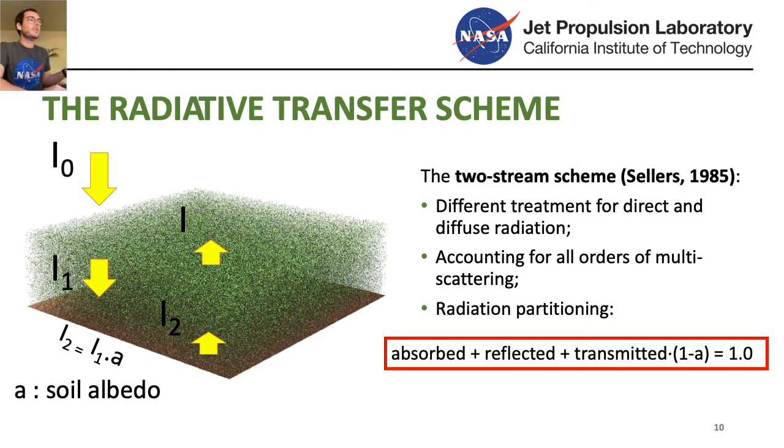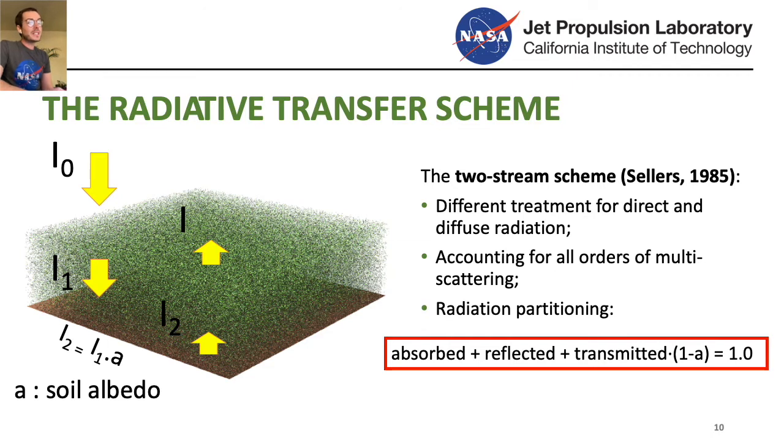The two-stream scheme that we use in our Earth system models is the Sellers scheme. This paper was written in 1985, and since then most of our Earth system models have used this radiative transfer scheme. It's a good scheme because it has different treatment for direct and diffuse radiation, and it accounts for all orders of multiple scattering. And it gives us all the three members of the radiation partitioning. It gives us absorbed light, so we can calculate photosynthesis. It gives us reflected radiation, so we can calculate albedo. And it gives us transmittance. This model is quite efficient, and it is a good approximation of what's going on.